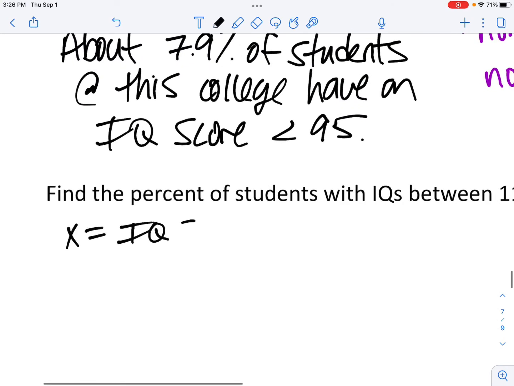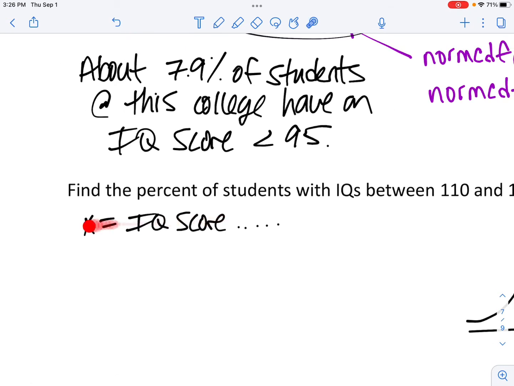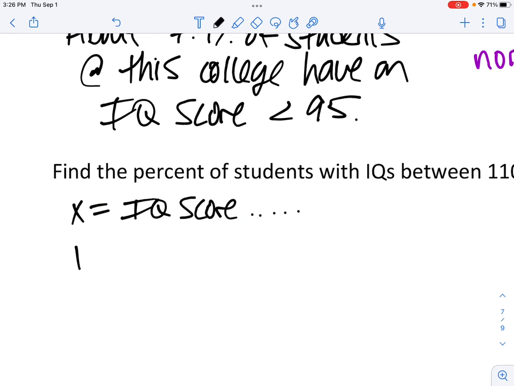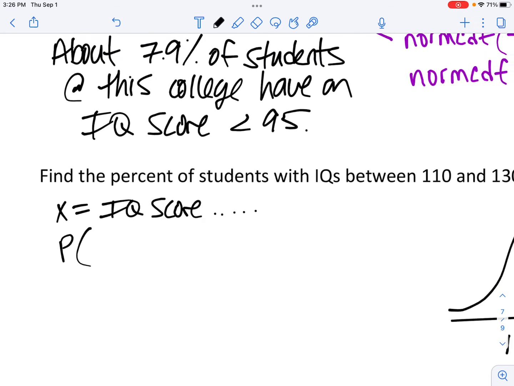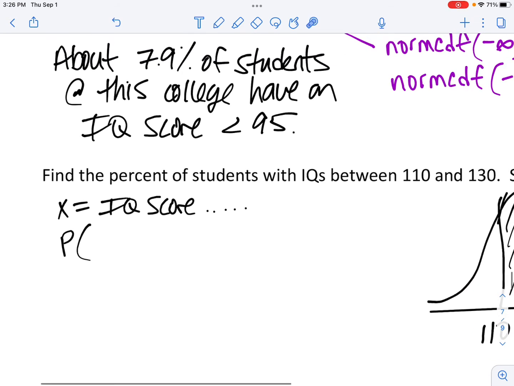It's the IQ score. We already defined it above, but I want you to have in your notes that yes, every single question you must define the X. And in this question, it's asking me a little bit differently. It's not less than or greater than, it's in between 110 and 130, and it's an IQ score. So I'm going to put 110 is less than X is less than 130. Just write it as a compound inequality.